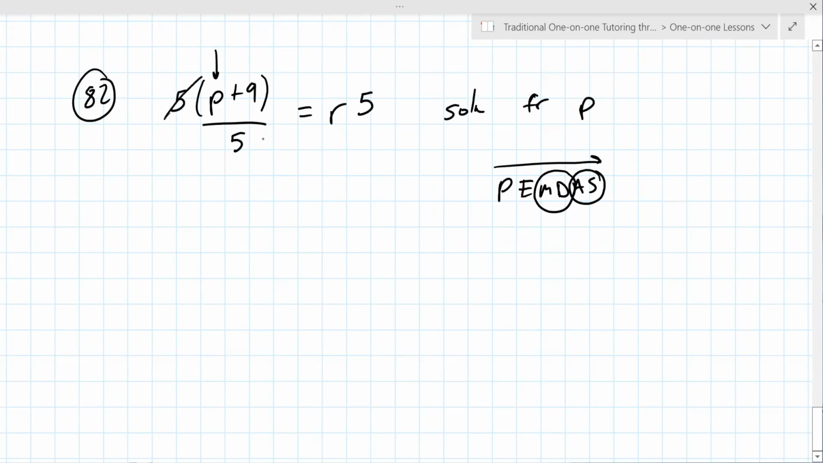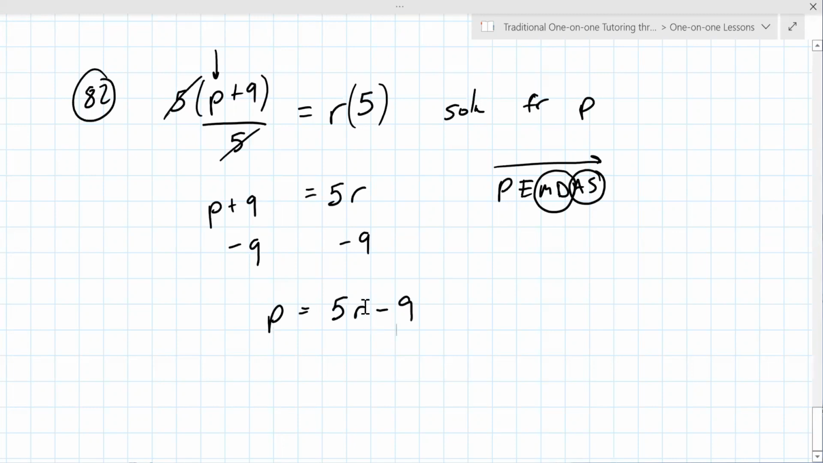So those cancel on the left, and it is 5R. It is 5 times R, but then it's P plus 9 here on the left. Now to solve for P, you're going to subtract 9 from both sides, but what you cannot do is combine those on the right. They're not the same. They're just mixing things that don't go together.